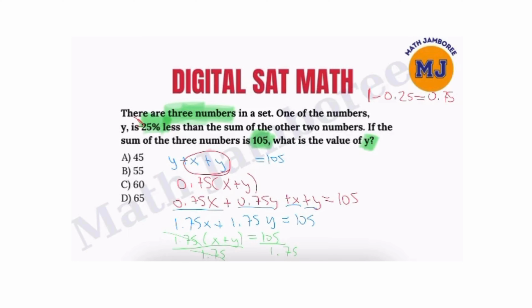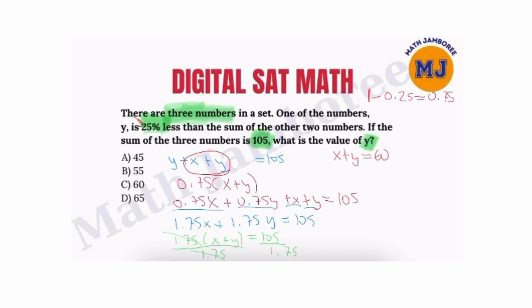And then 105 divided by 1.75 is, let me see, 60 actually, which means x plus y equals to 60.